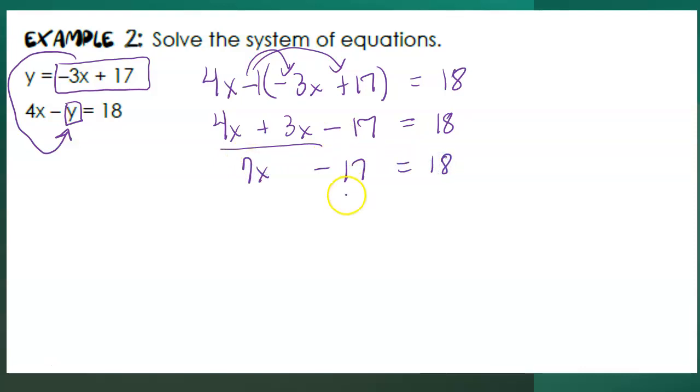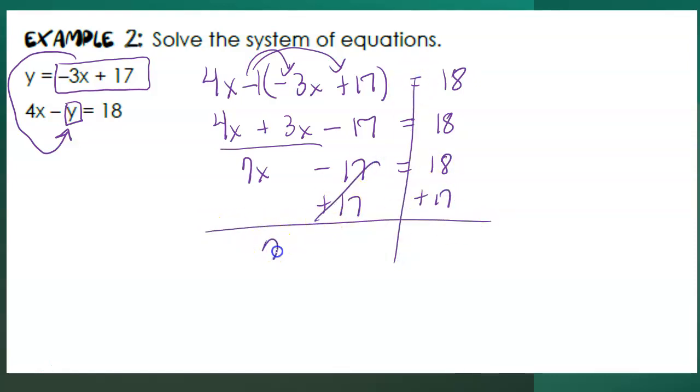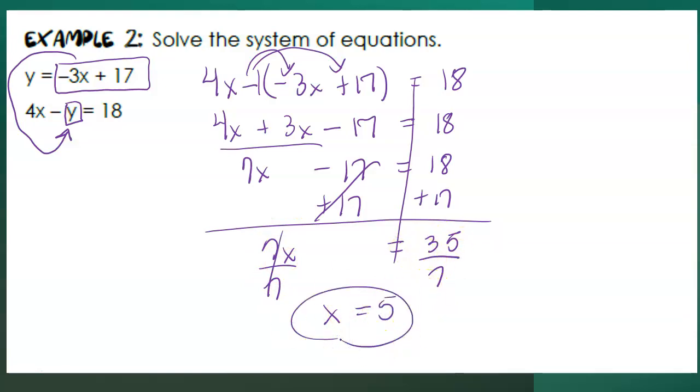Now I need to get x alone. So I'm going to add 17 on both sides. So I have 7x equals 18 and 17 are going to give me 35. And last step is always divide. So x equals 35 divided by 7 is 5. And then again, we're only halfway finished.